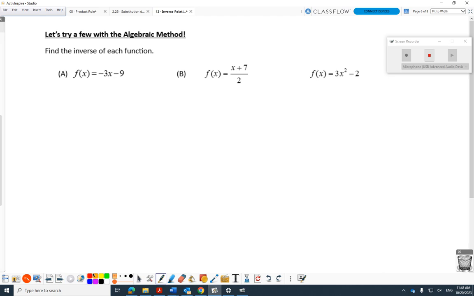Now, without peeking back, let's see how much of the procedure you can do. This is a great memory tool. What was step 1 in this? It's f of x equals negative 3x minus 9. I'm trying to do the inverse. Do you remember what step 1 was?